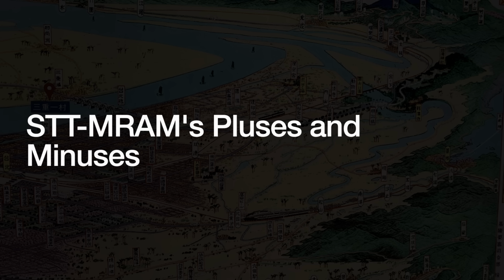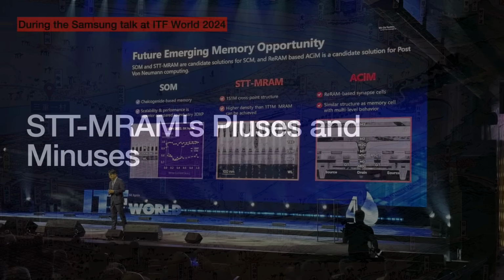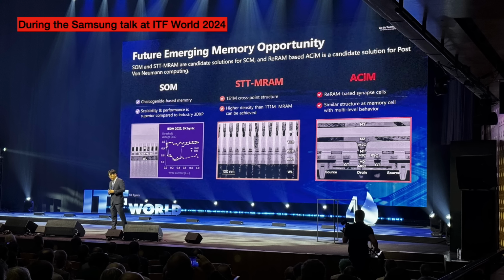STT-MRAM is a very promising memory technology. To start, it's non-volatile, so the data stays even after the power goes off. It does not need to be continually refreshed. The area savings are also very significant. It is basically just the MTJ and an access transistor, a very DRAM-ish setup. At the 5 nanometer node, we get like a 43% reduction as compared to SRAM.